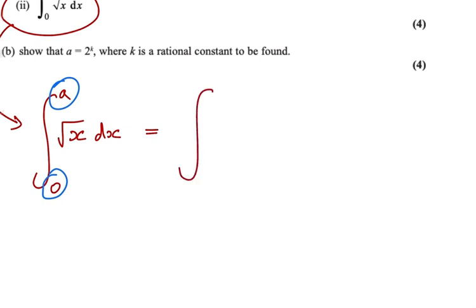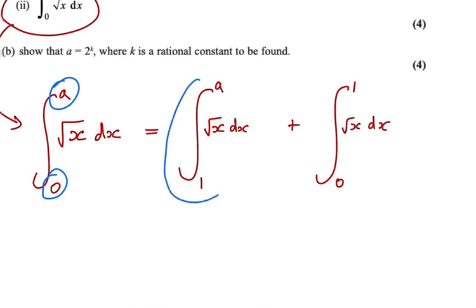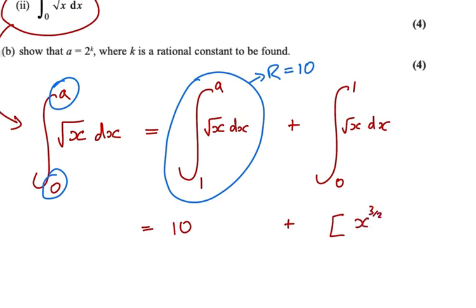We know that this is the integral between a and 1 of root of x dx plus the integral between 1 and 0 of root x dx. Now we've already said that this first bit, this is R, that region that we know is 10. And this second bit, we don't know what that is, so we're going to work that out. So this is 10 plus, now I need to integrate this. So this becomes, in square brackets, well, root x is just x to the power of a half, so this becomes x to the power of 3 over 2. I've divided it by that new power. Okay, and this is between 0 and 1.